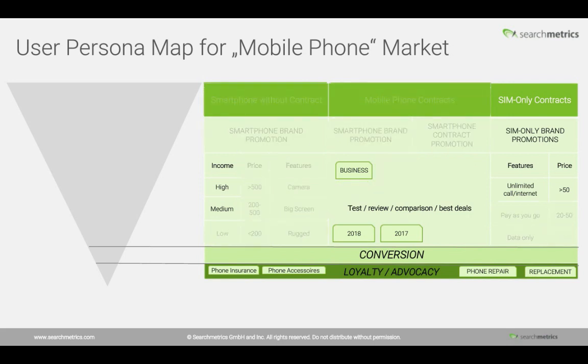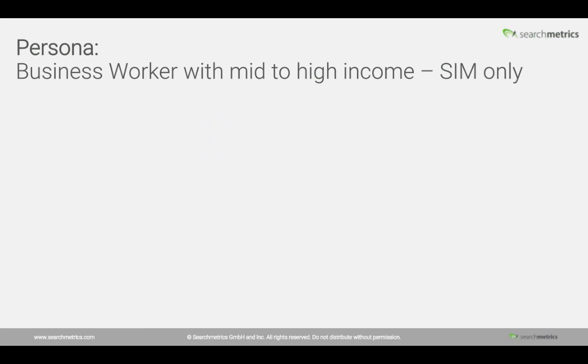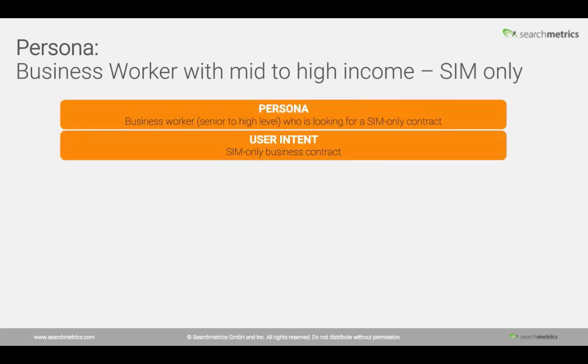So for the first example, for instance, we try to go deeper, more targeted. For people who are only looking for SIM-only contracts, with high or medium income, working as a businessperson or entrepreneur, and looking for specific features, which is unlimited calls and data, or maybe international calls as well. Out of this, you can then create your persona, which is, as you just mentioned, the business worker with mid to high income looking for SIM only, right? So the user intent for this case is a SIM-only business contract.